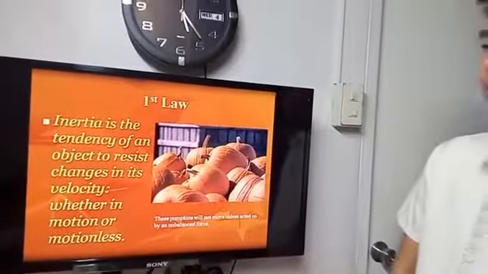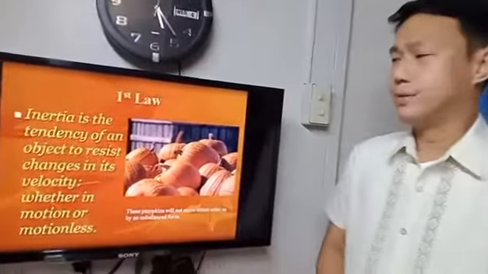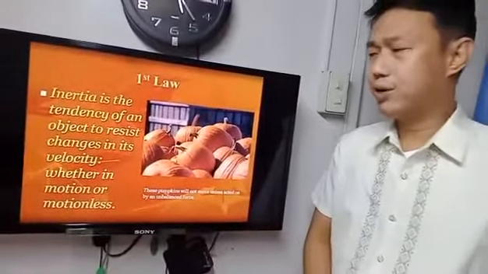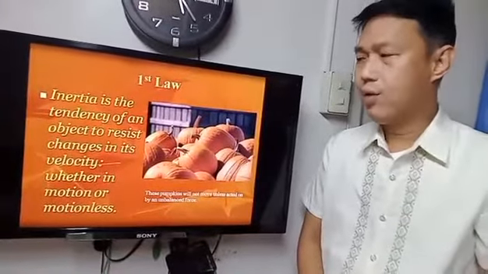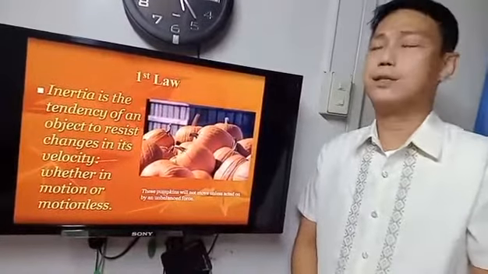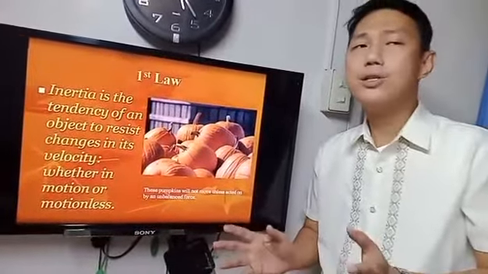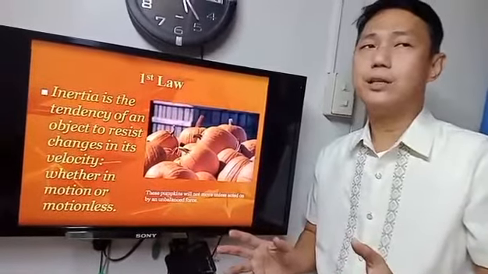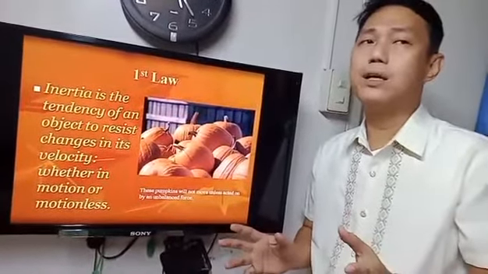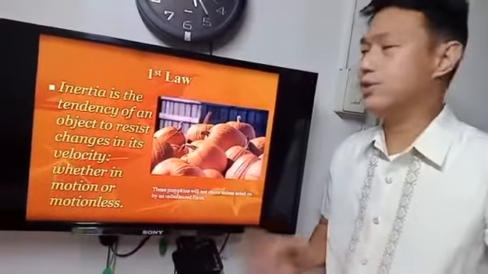What is inertia? Inertia is the tendency of an object to resist changes in its velocity, whether in motion or motionless. So, to avoid confusion, inertia is not a force. It is the natural state of an object to be at rest or to be in motion.